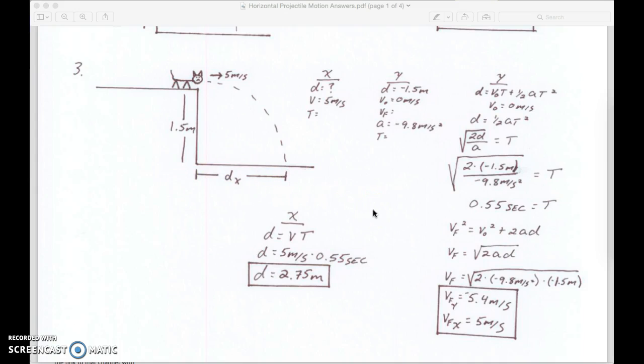Now it asks for the components of velocity when the cat gets to the ground. Well, the x velocity never changes, so that's going to remain 5 the entire time. In the y direction, we have to find that. We're going to use the fourth equation. We could use any equation now that we have time, but I'm going to use the fourth one in case you solve for this first. Vf squared equals v naught squared plus 2ad. V naught is 0, so that term goes away, leaving me with vf equals the square root of 2ad. Plug in my numbers, and I get negative 5.4 meters per second. Again, your calculator is going to give you the positive. You want the negative because anything coming out of the square root could be positive or negative, and it's moving downward.